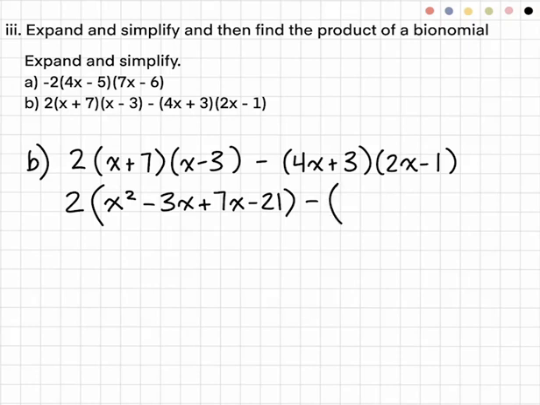4x times 2x is 6x squared. And then I've got 4x times negative 1, which is negative 4x. I've got 3 times 2x, which is going to give me positive 6x. And then 3 times negative 1 is just going to give me negative 3.